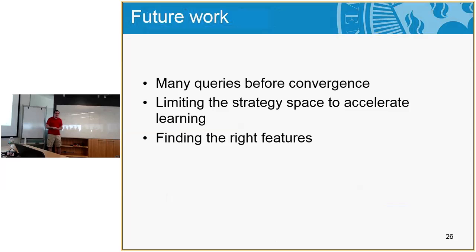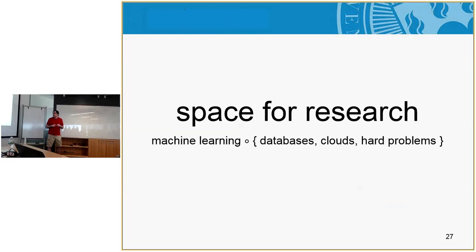And the last thing that we're trying to look at is finding the right features, figuring out what should belong in that context, what's the minimum amount of stuff you have to have in that context in order to build this implicit model. So this is still being worked on very actively. Hopefully it'll work out.